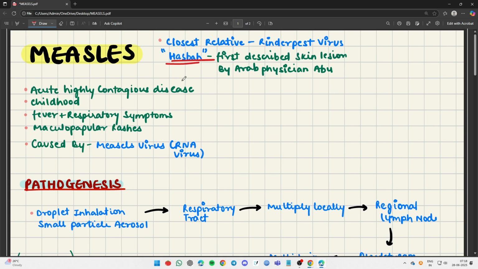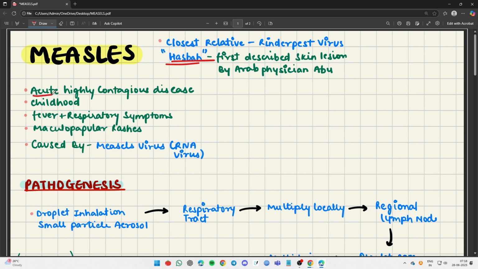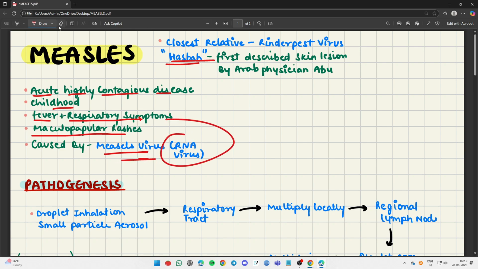So, what is measles? Measles is an acute, highly contagious disease which generally affects children. There is fever and there are also respiratory symptoms associated with measles. There are maculopapular rashes, and measles is caused by the measles virus, which is a type of RNA virus.